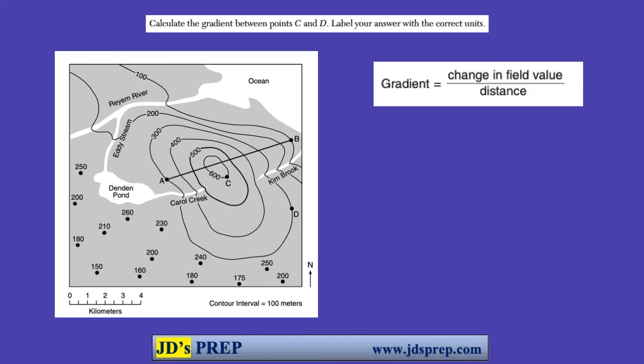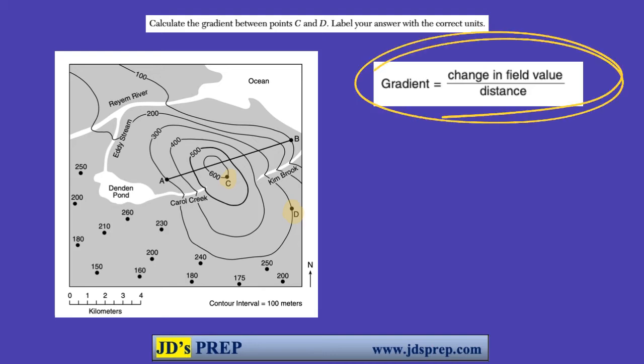The next question is asking us to calculate the gradient between points C and D, which are right here. I have brought up the formula for gradient from your reference tables. So we need to calculate the change in field value. So the difference, and we'll just take the absolute value for these purposes, between the elevation at C is 600 meters and at D it's 300 meters. So it's going to be a difference of 300.